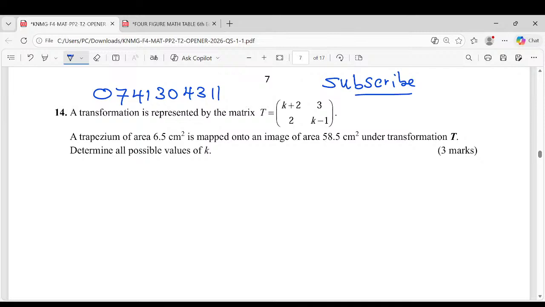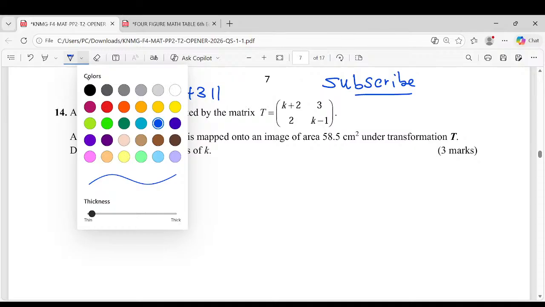Let's look at that particular question in depth and what it entails. A transformation is represented by the matrix T, k plus 2, 2, 3, k minus 1. A trapezium of area 6.5 square centimeters is mapped onto an image of area 58.5 square centimeters under a transformation T. Determine all the possible values of k.